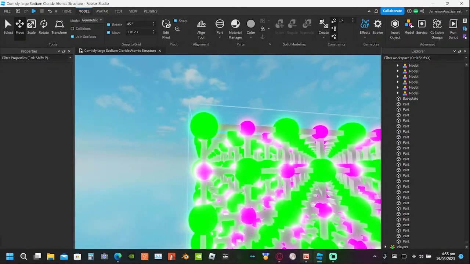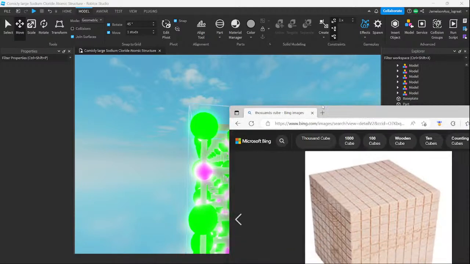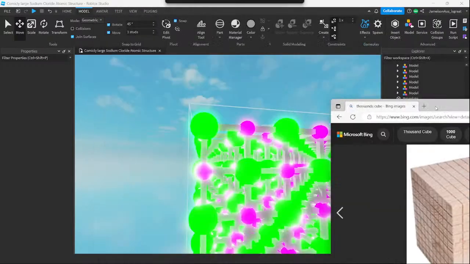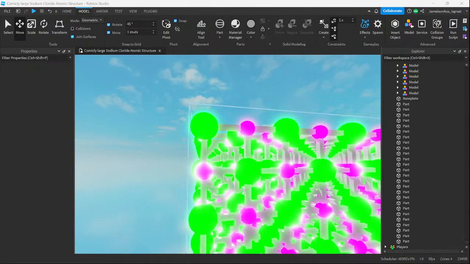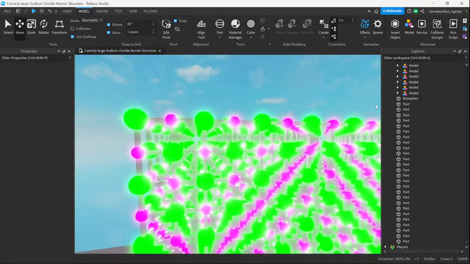Now you might notice that it kind of does actually look quite a bit like these things right here. Yeah, it looks like that, which is kind of interesting. Those are the hundreds and thousands cubes. So this here makes a good connection between each element, and keeps it all together.